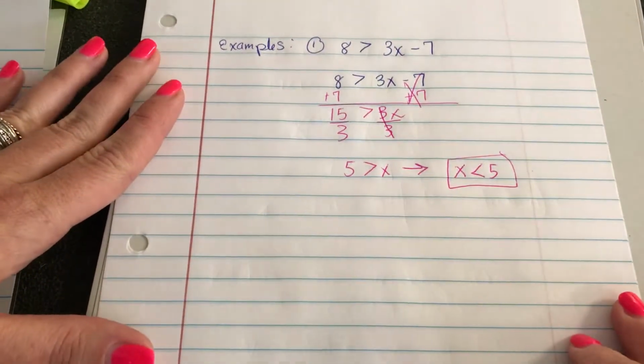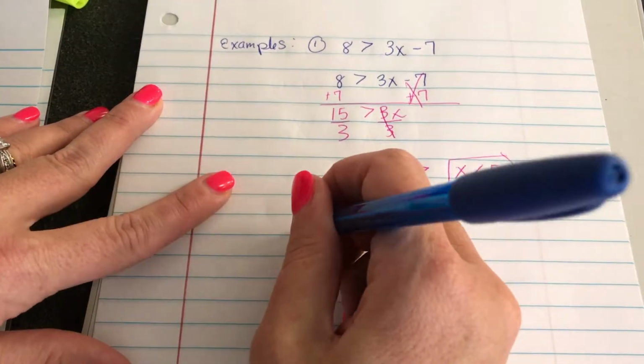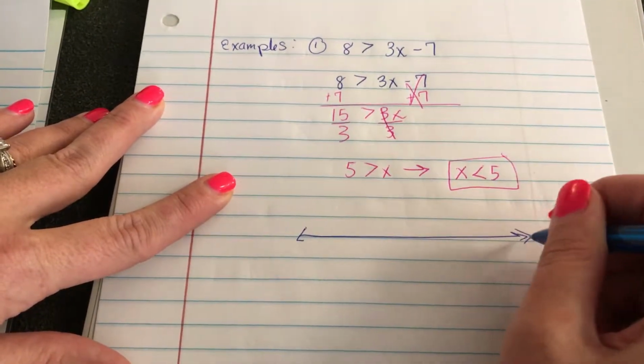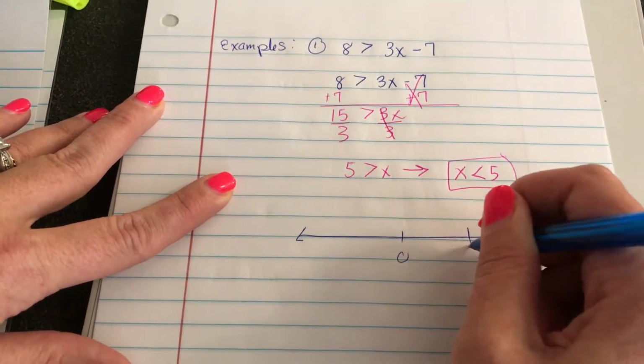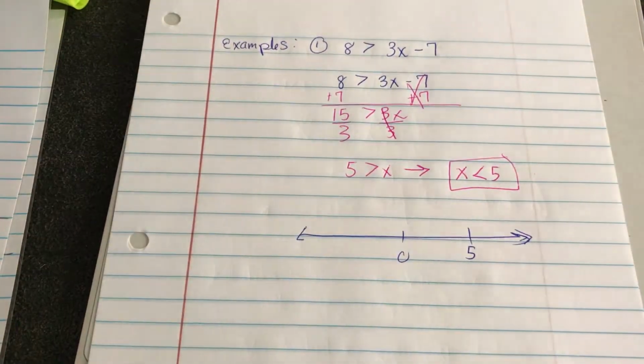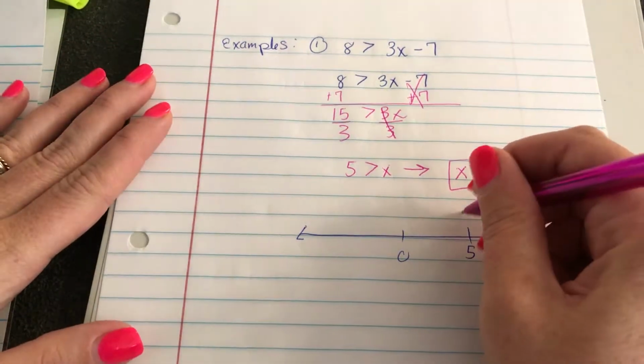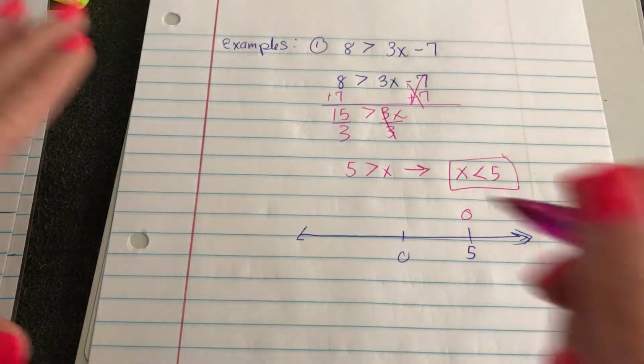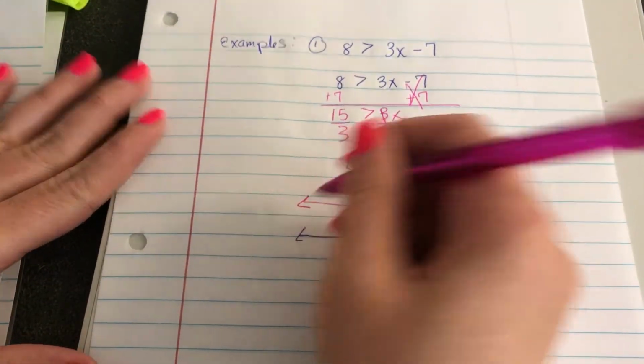Now, how do we graph it? Remember, when you're graphing an inequality, I just want a 0 in the number line. Okay? Closed circle or open circle? Open circle. On what number? 5. Do I graph to the right or to the left? To the left. All right. Good job.